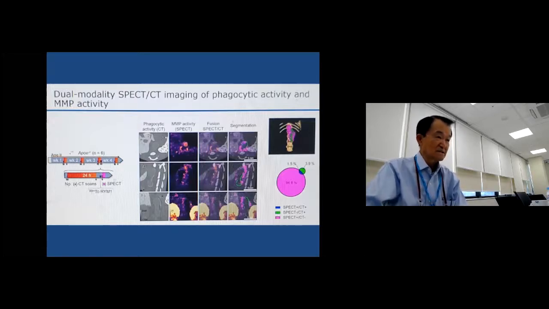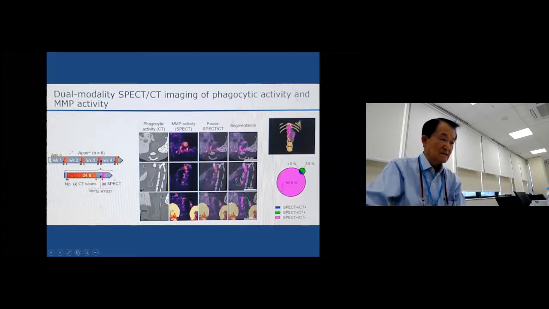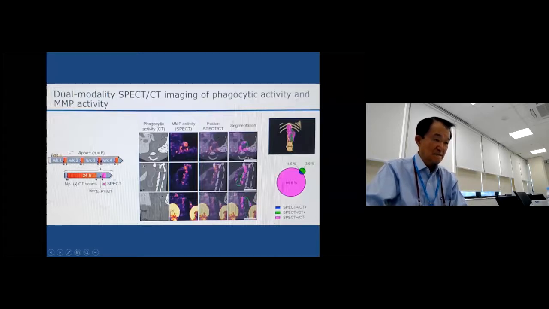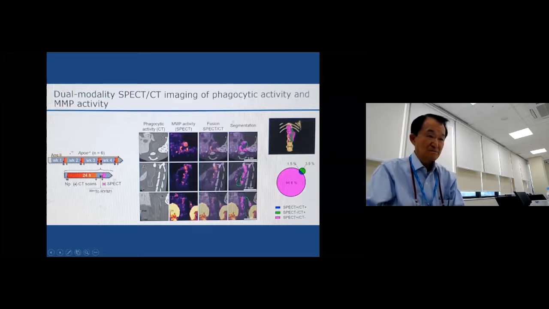And so SPECT CT system uses protease activity, and this particular RIM1 agent labeled with technetium shows sort of protease activity and this kind of vascular abnormality, ruptured or things here surrounded by different cells.